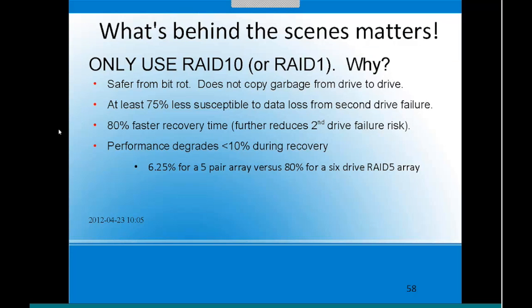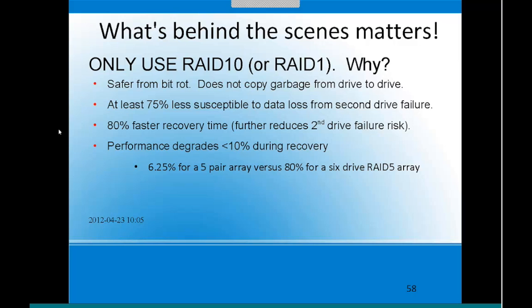So why use RAID 10 or RAID 1? I'll tell you. Number one, it's safer from bit rot because we never copy data from one drive to the other, so you can't propagate garbage from one drive to another. Also, RAID 10 is at least 75% less susceptible to data loss from a second drive failure.